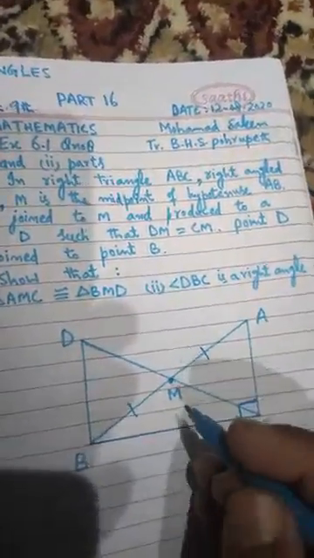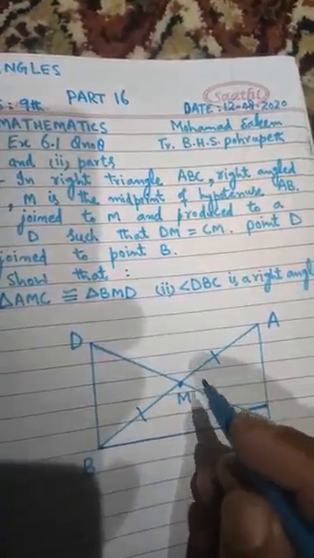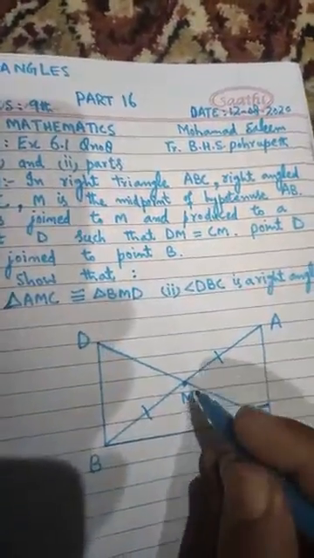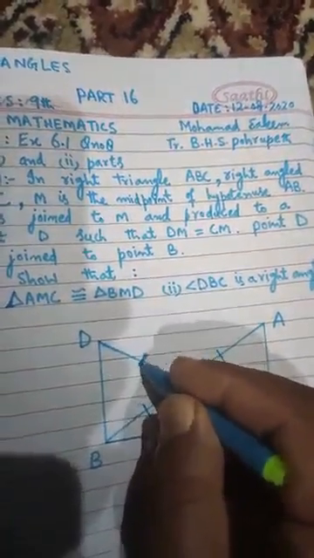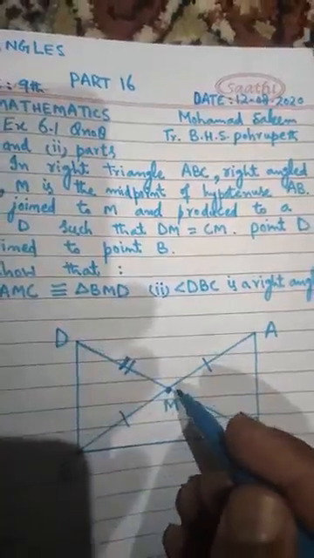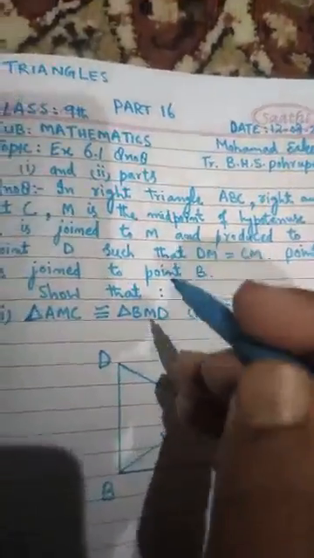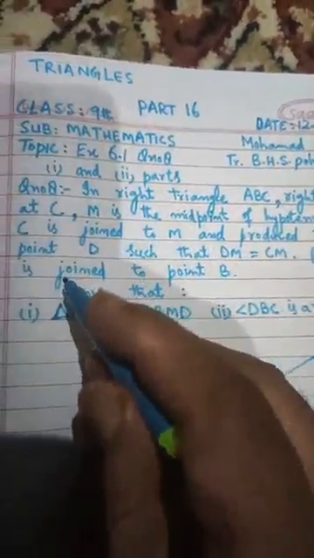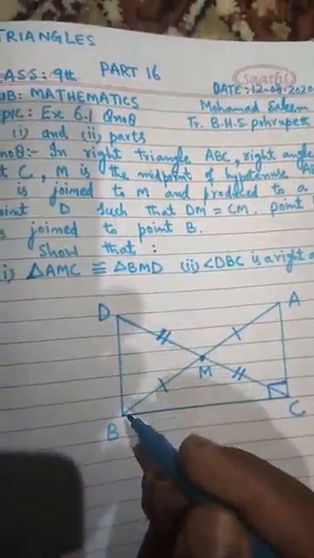Then we have C joined with M and produced up to point D such that CM is equal to DM. It is given here, DM is equal to CM. Point D is joined to point B. Then this point D has been joined with point B.